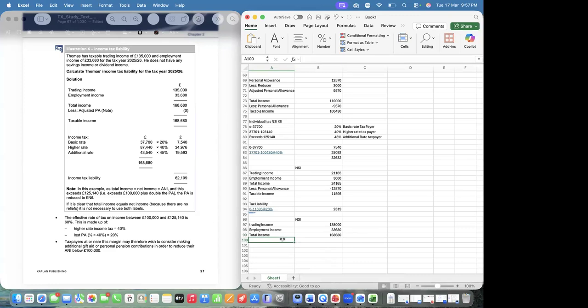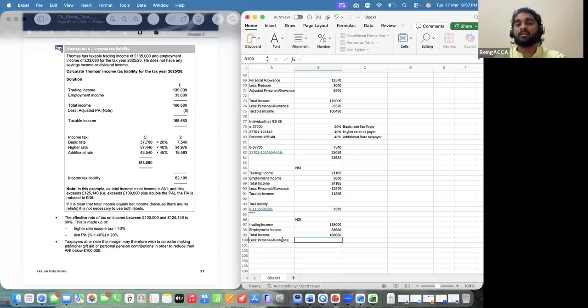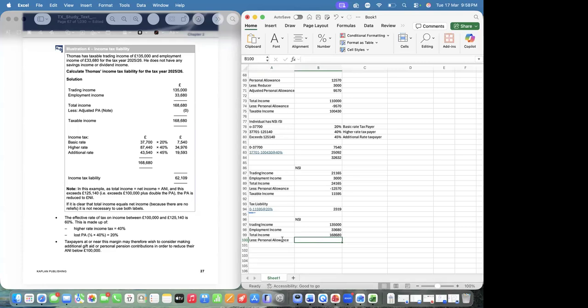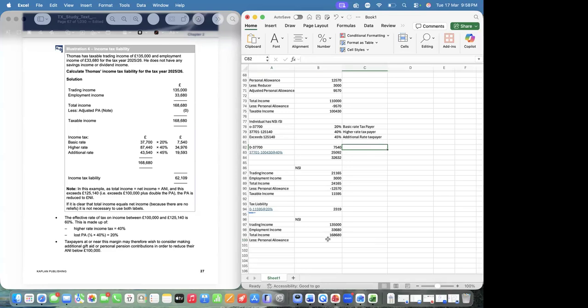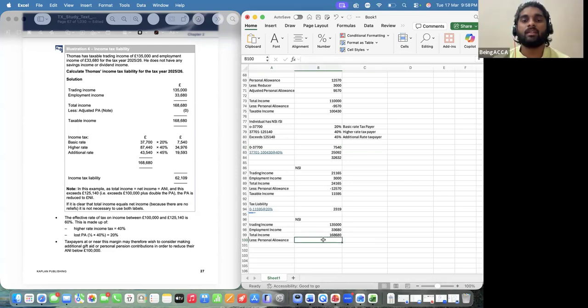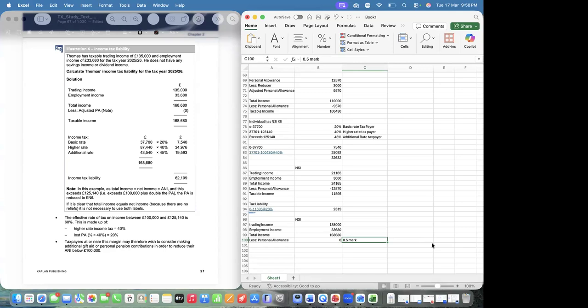Yes, sir. So do we take personal allowance? Do we have any personal allowance available? No, sir. Why not? Because it has exceeded the 125,140 mark. Correct? Yes, sir. But always remember in your section C, you should still show less personal allowance and write zero here, because if you don't write this, you will lose out on half a mark. Though the answer is zero, it is still important that you show it. Otherwise, you'll lose out on half a mark over there. Yes, sir. All right.